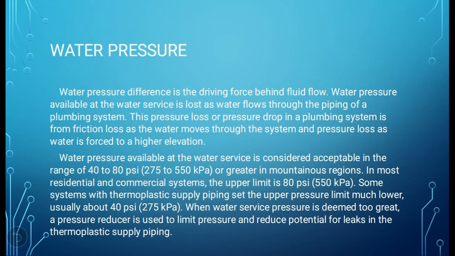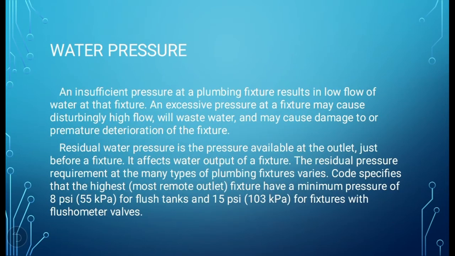When water service pressure is deemed too great, a pressure reducer is used to limit pressure and reduce potential for leaks in the thermoplastic supply piping. Dapat po kasi nating iwasan yung mga leaks. Kaya ginagawa po yun. An insufficient pressure at a plumbing fixture results in low flow of water at the fixture. An excessive pressure at a fixture may cause disturbingly high flow, will waste water, and may cause damage or premature deterioration of the fixture. So it means ay dapat sakto lang ang flow ng water natin to avoid low flow of water or excessive flow naman na nagdudulot ng pag-aaksaya sa tubig or pagkasira ng ating mga fixture.